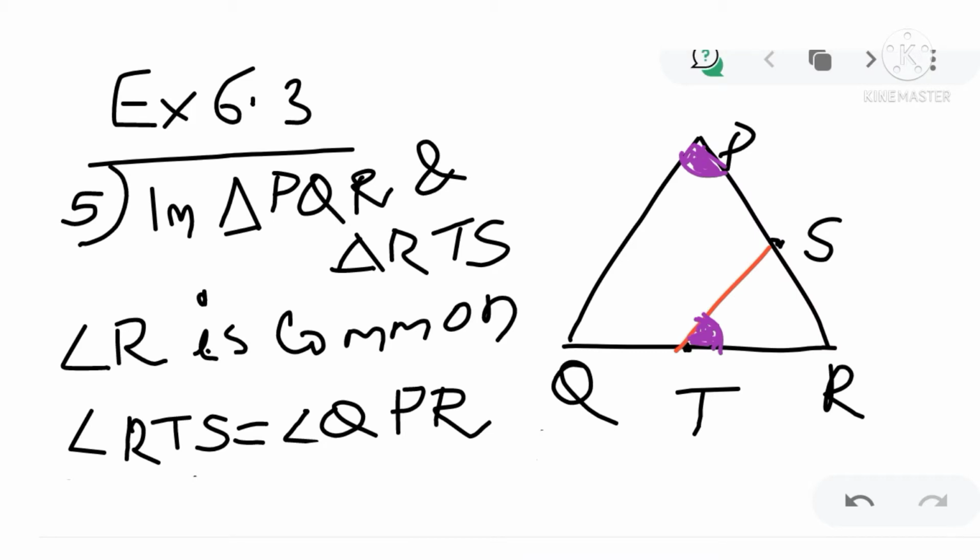In this figure, it is given that triangle PQR has angle P, that is angle QPR, equal to angle T, that is angle RTS. These two measures are given and they are equal. That means angle QPR is equal to angle RTS. And in triangles PQR and STR, angle R is common.